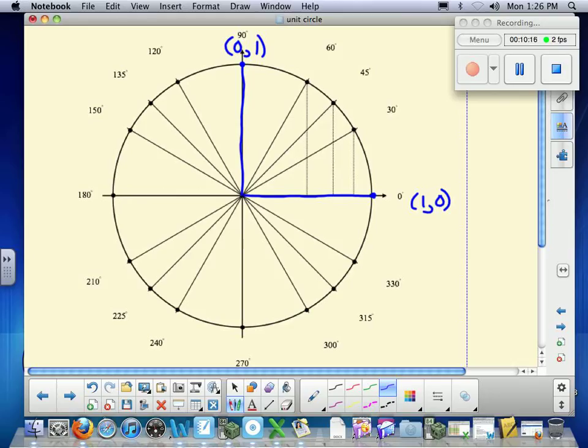We're going to go to 180. We have a radius length of 1. Can someone name that point for me? Right, over 2. Try again. -1, 0. Perfect. And then, finishing off, going to 270. What do you got, Bruce? 0, -1.